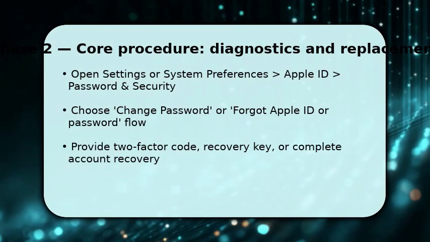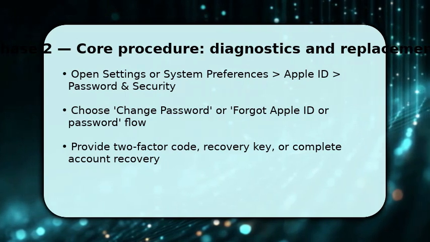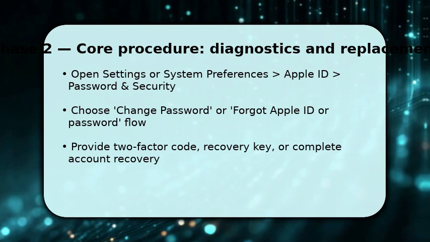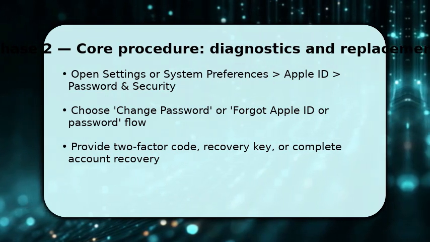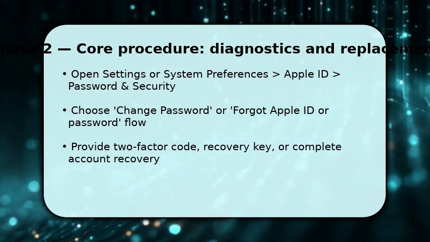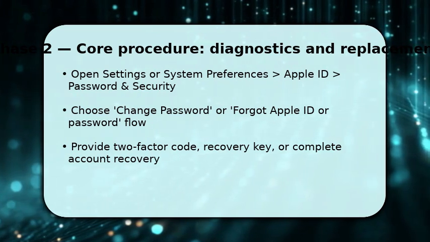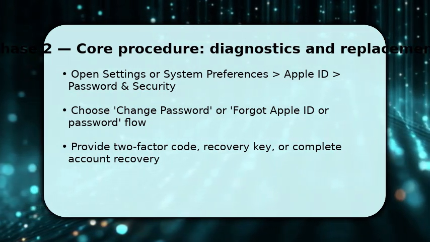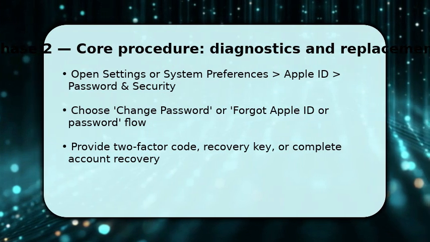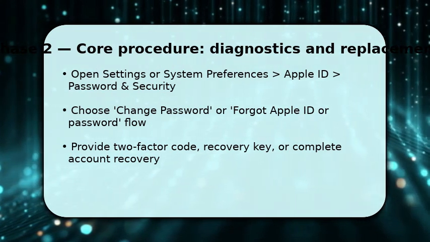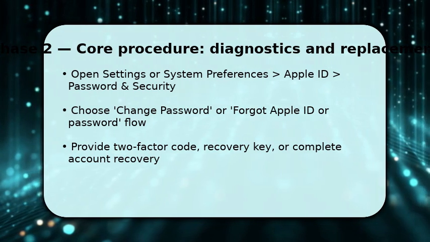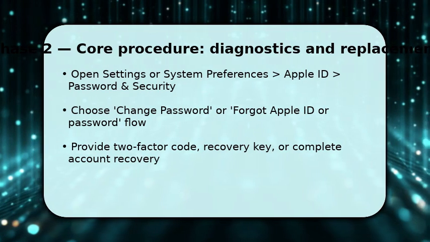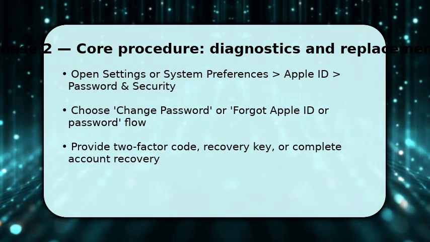You now perform the reset. On iOS, go to Settings, tap your name, then Password and Security. On Mac, open System Preferences and Apple ID. Once there, choose Change Password if you're signed in, or start the Forgot Apple ID flow if not. Then follow prompts to enter a two-factor code, use your recovery key, or submit account recovery details. This step proves ownership. Be precise when entering codes, and check for SMS delays or voicemail for missed verification messages.